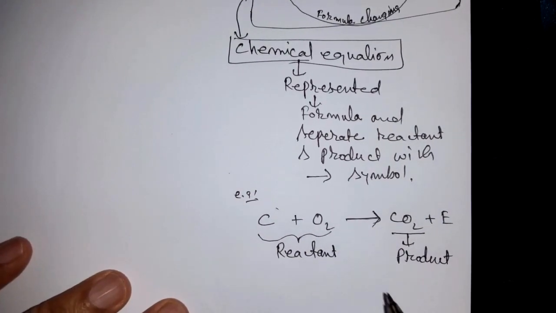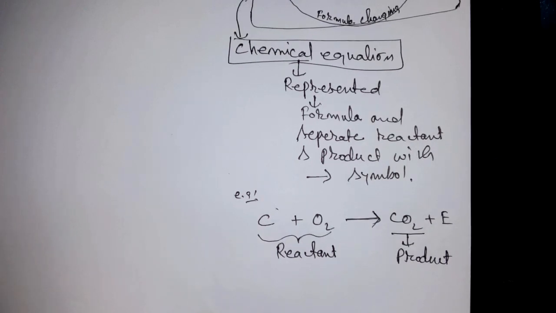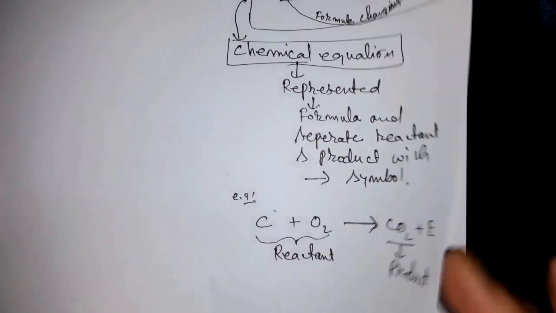Okay, so this is the general way to write chemical equation, but there are some rules. To make chemical equation more informative, we can add information other than formula. So what information can we add in chemical equation to make it more informative? We'll see on the next page.